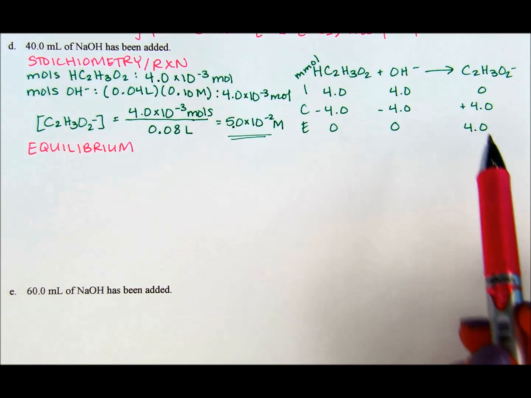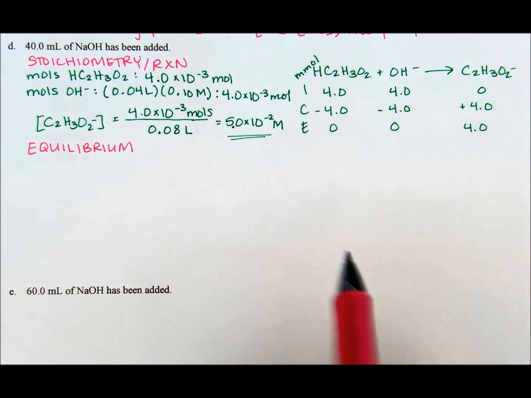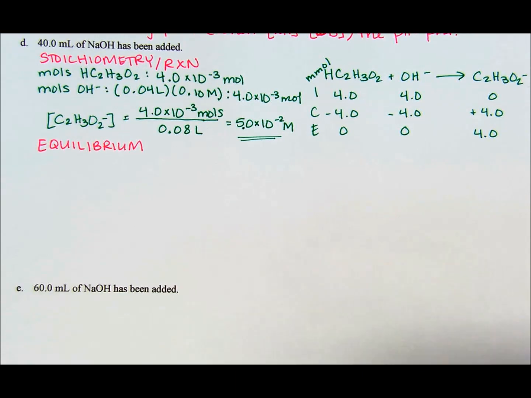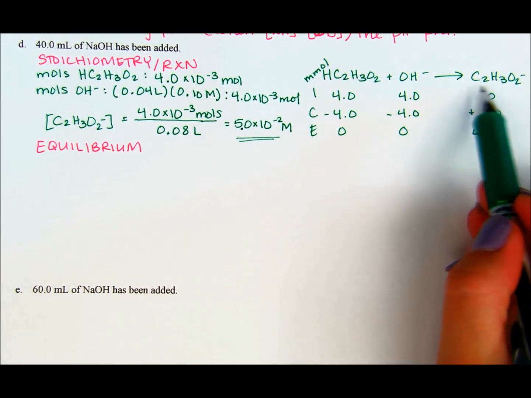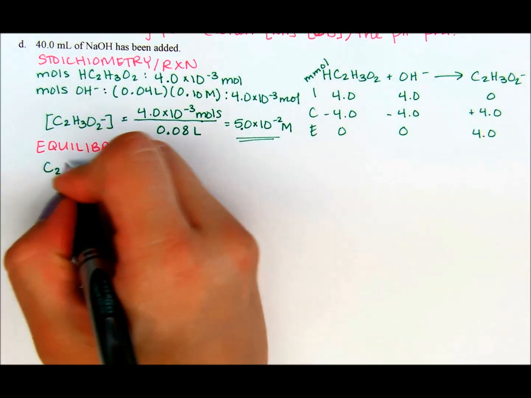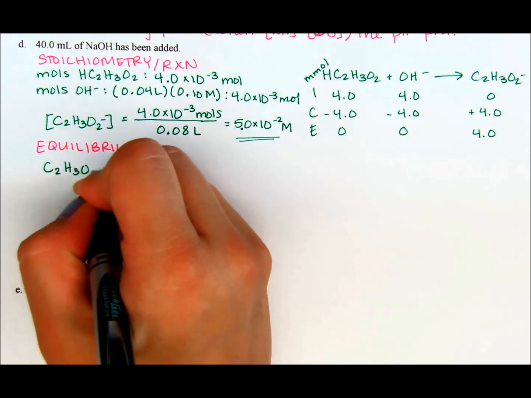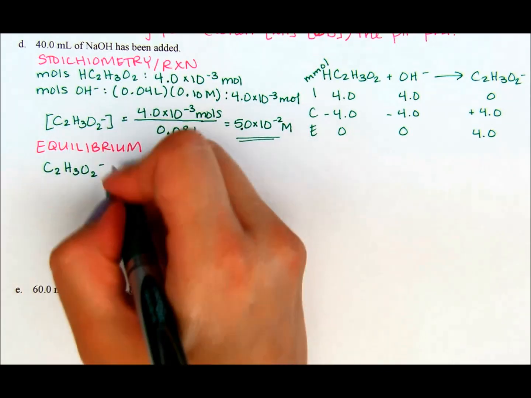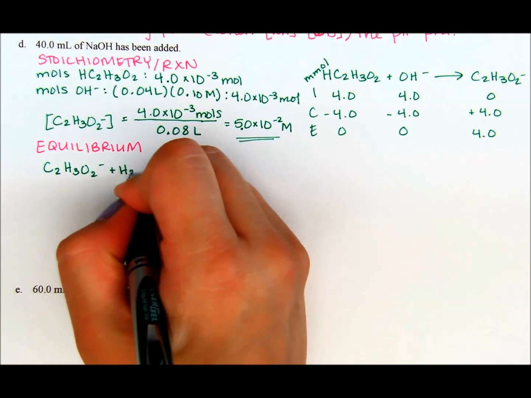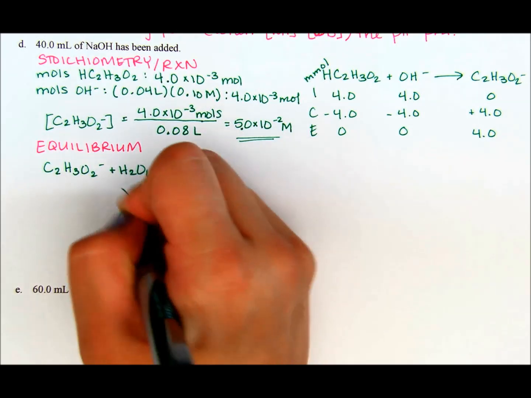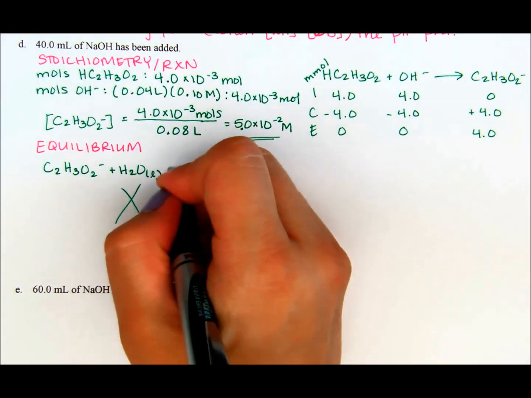So that acetate ion dissociates on its own. It does some reaction of its own, producing some hydroxide ions. So we're going to go ahead and write that reaction now. We have our acetate, C2H3O2 minus, plus H2O. But that's a liquid, so we're not even going to include that in our ICE table.